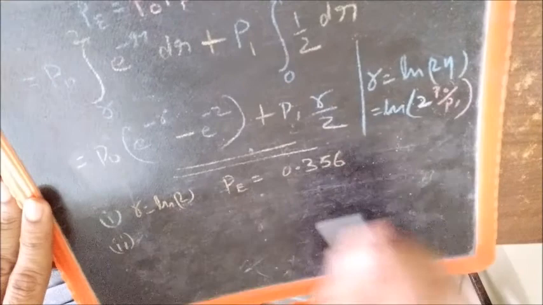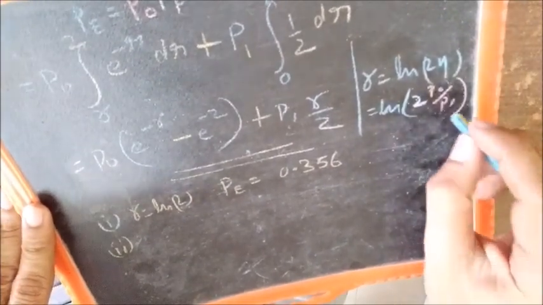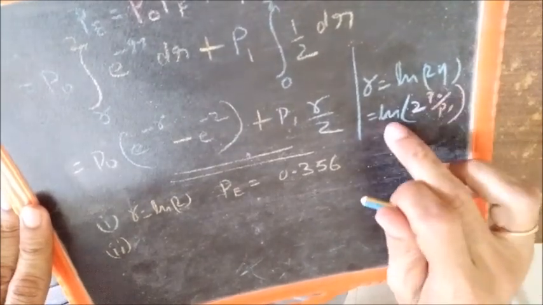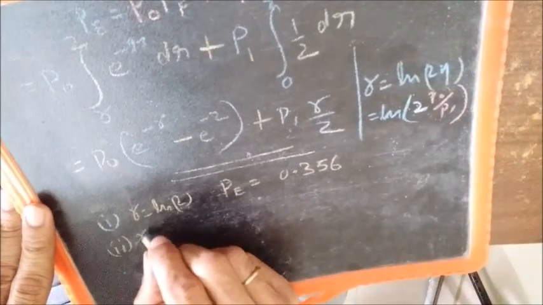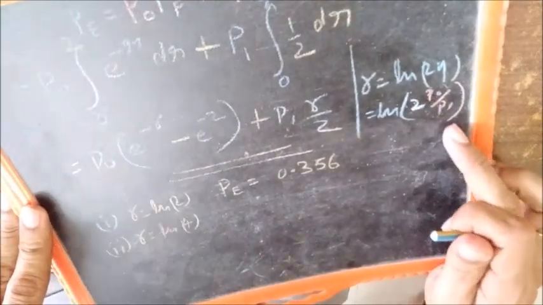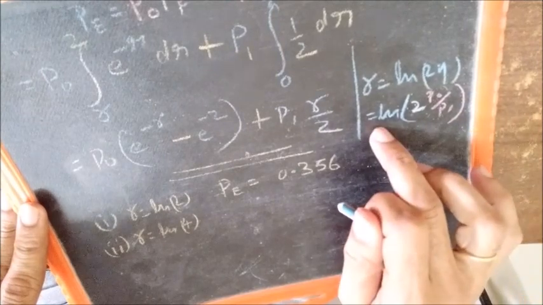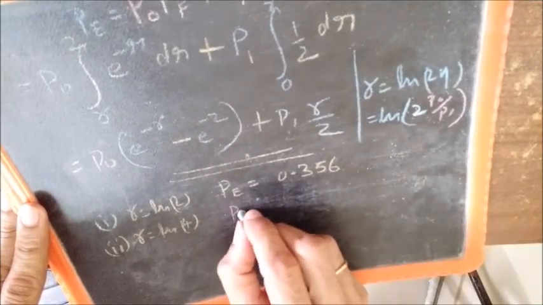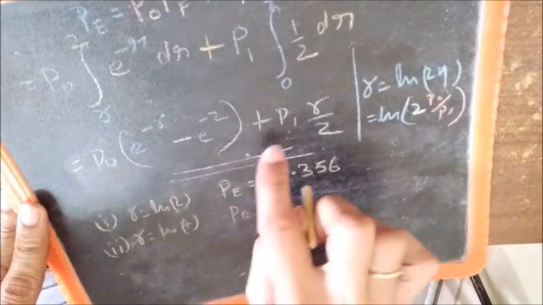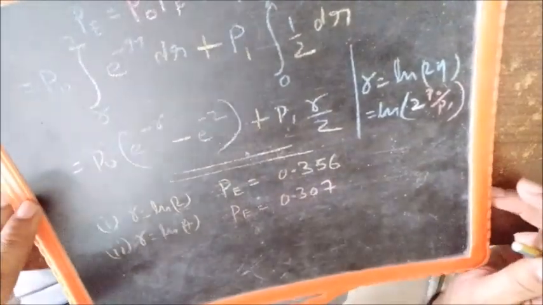In the second case, P0 is 2 by 3 and P1 is 1 by 3. So eta will be 2 and gamma will be ln 4. If you substitute this with P0 as 2 by 3 and P1 as 1 by 3, you'll get the answer as 0.307 or something very close to that.